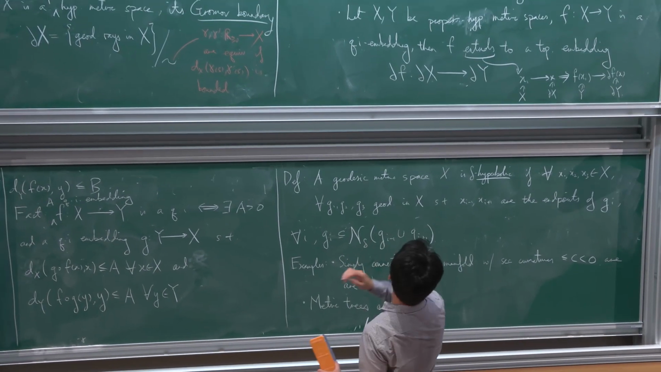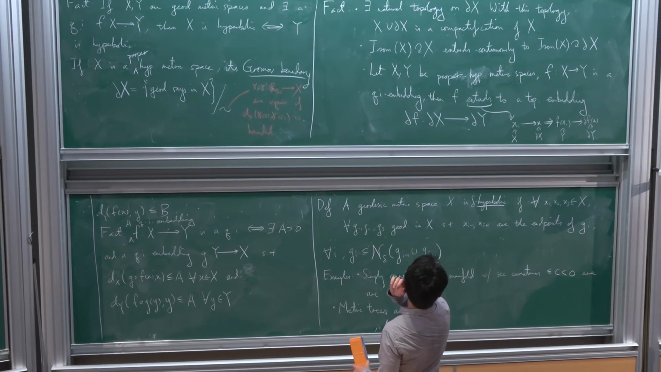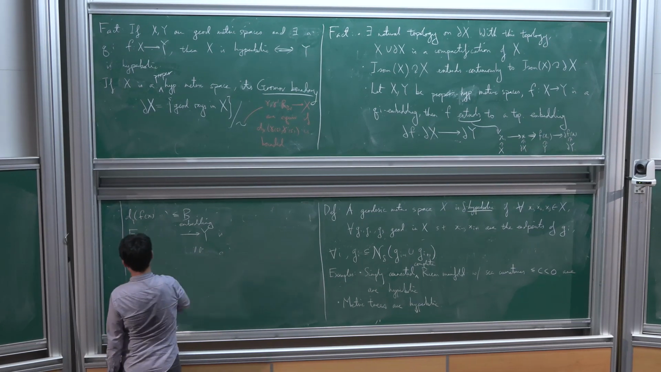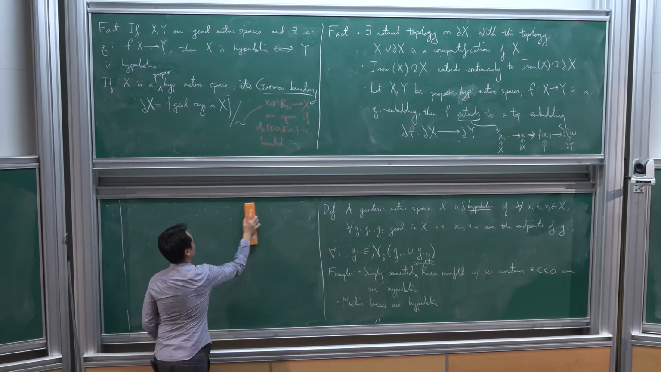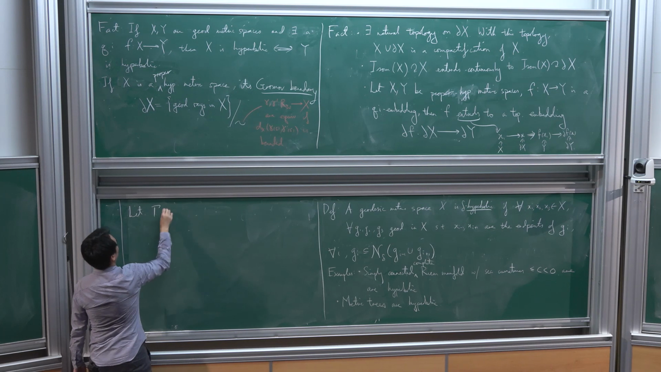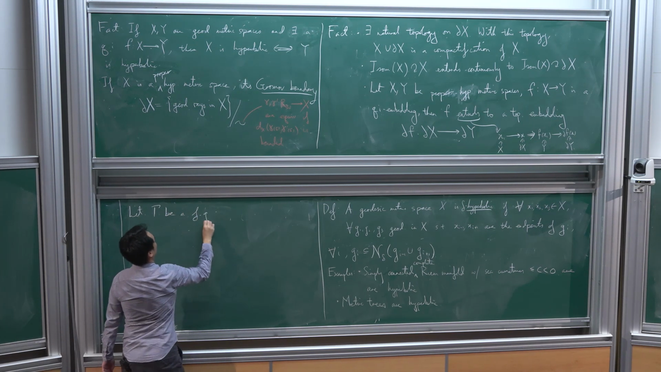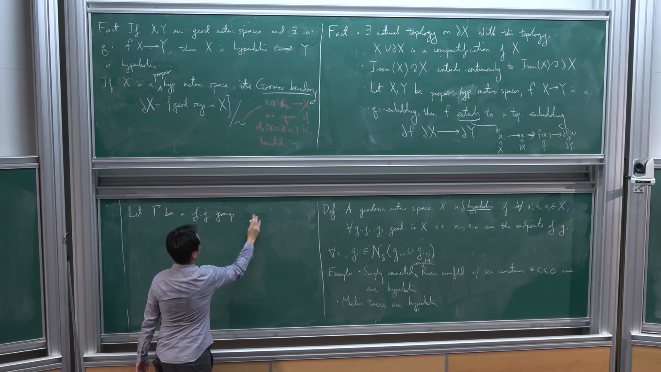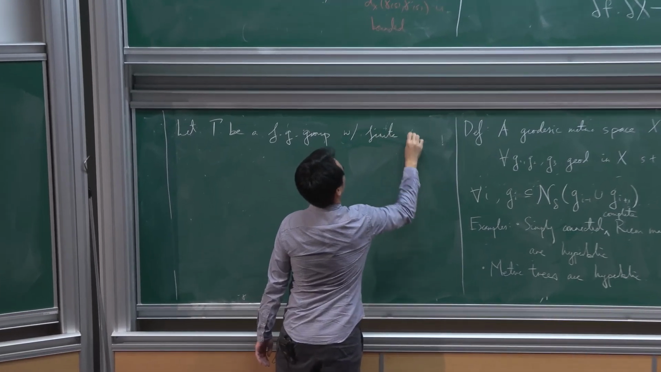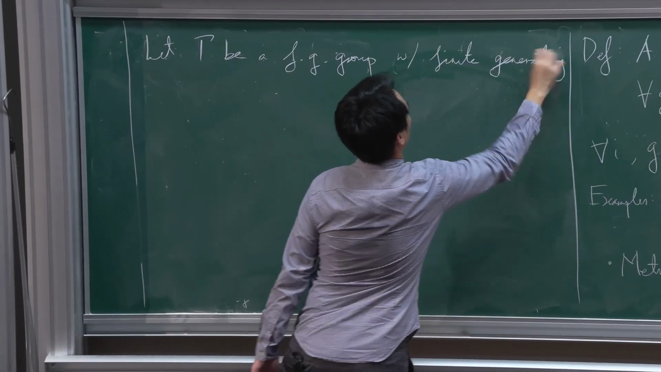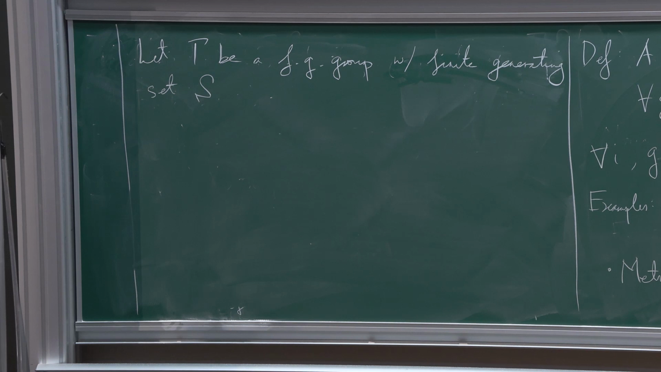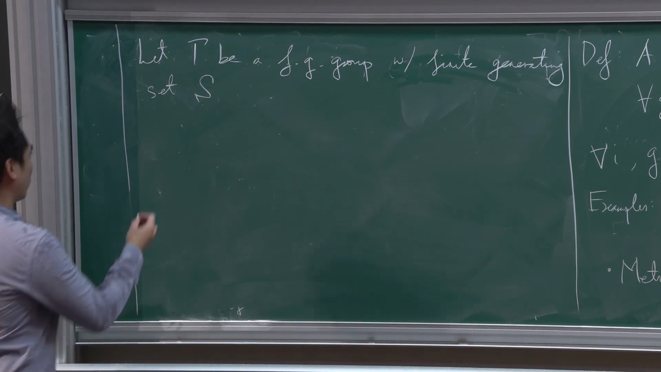Okay, so let's see. Is there anything else I need? No. Okay, so now I can introduce my group. Now I'm going to let gamma be a finitely generated group with finite generating set S. Then associated to the pair gamma, S, you can define this metric space called the Cayley graph. So that's what I'm going to describe next.